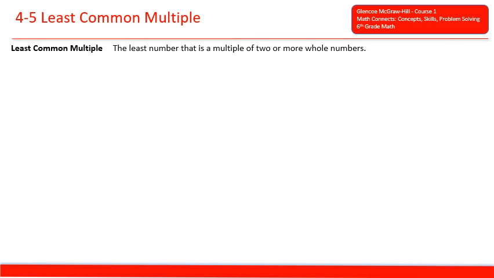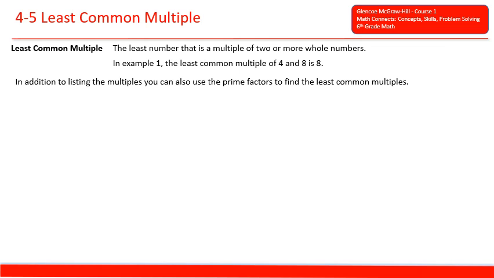Least common multiple. The least number that is a multiple of 2 or more whole numbers. The least common multiple is the least number that is a multiple of 2 or more whole numbers. In example 1, the least common multiple of 4 and 8 is 8. In addition to listing the multiples, you can also use the prime factors to find the least common multiple.